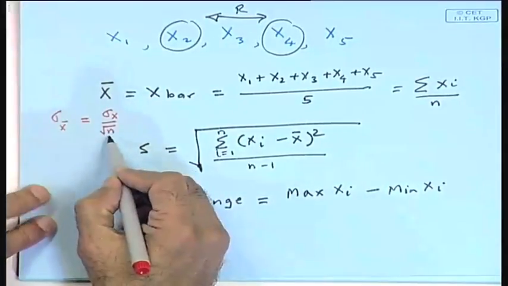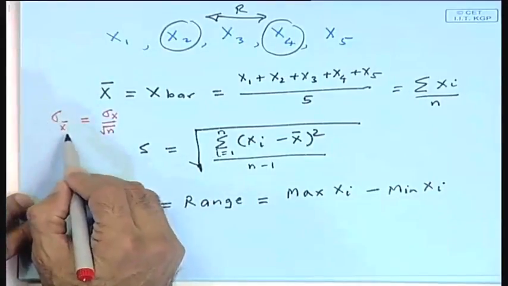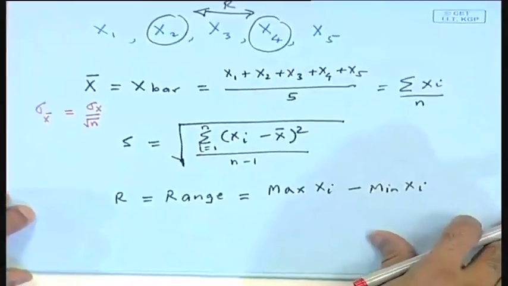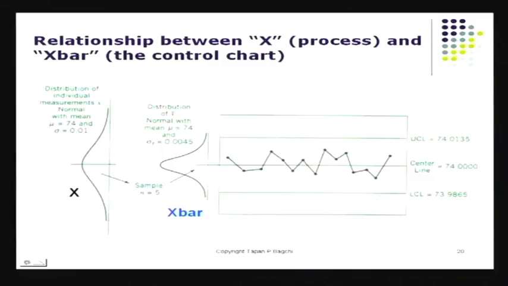So the larger is n, the narrower is going to be this, the tighter is going to be my sigma xbar. And that's why you notice here, when I go back to the screen, the bell curve on the left, this wide one, has a larger sigma, and this one has a smaller sigma, because this sigma is going to be sigma x divided by square root n. That's what this thing is. That's why control limits are always narrower.